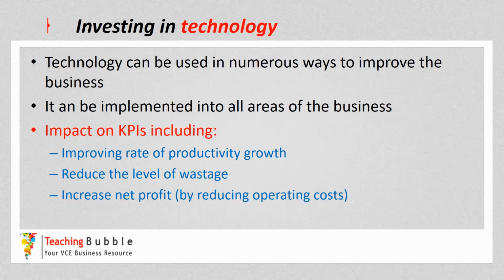But just as some examples, improving the productivity growth, especially if there's technology implemented into the operation system. It could reduce the level of wastage because some machines might be more accurate and consistent, and it could also increase net profit by reducing the ongoing operating costs. So they're just some examples. Again, there could be more examples that you could come up with there. So just try and be logical with that one.